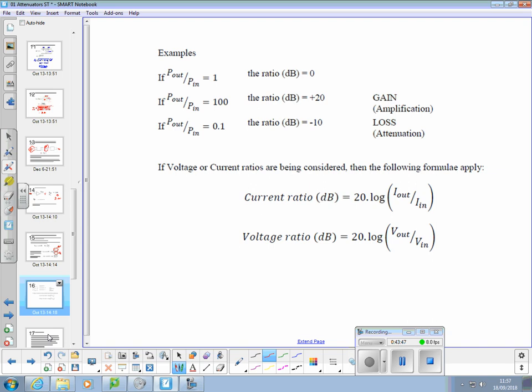If you're trying to match impedances, you're going to supply a low impedance, you're going to draw a lot of current. So this buffer will help to keep the voltage up and allow you to supply that high current.